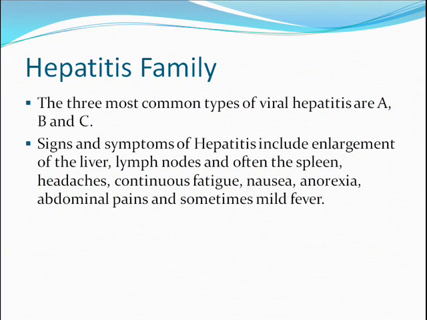Hepatitis family. The three most common types of viral hepatitis are A, B, and C. Signs and symptoms of hepatitis include enlargement of the liver, lymph nodes, and often the spleen, headaches, continuous fatigue, nausea, anorexia, abdominal pain, and sometimes a mild fever.